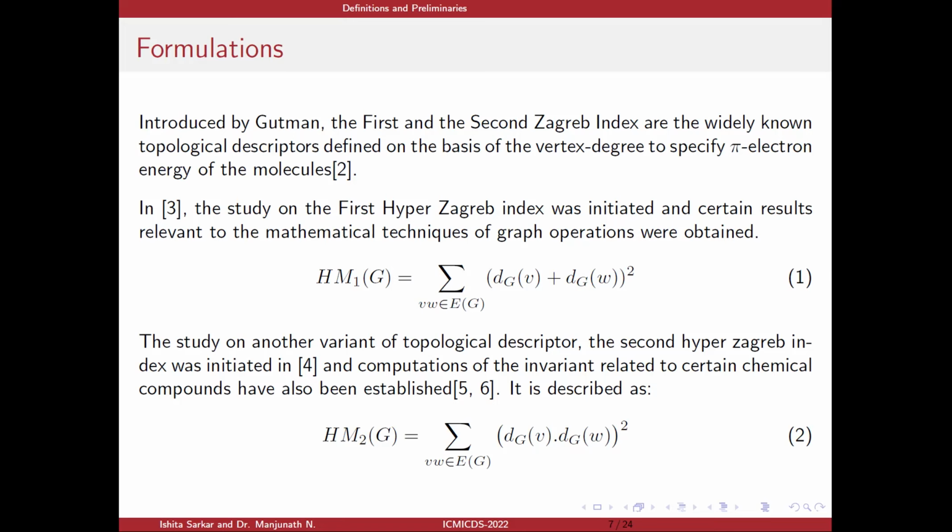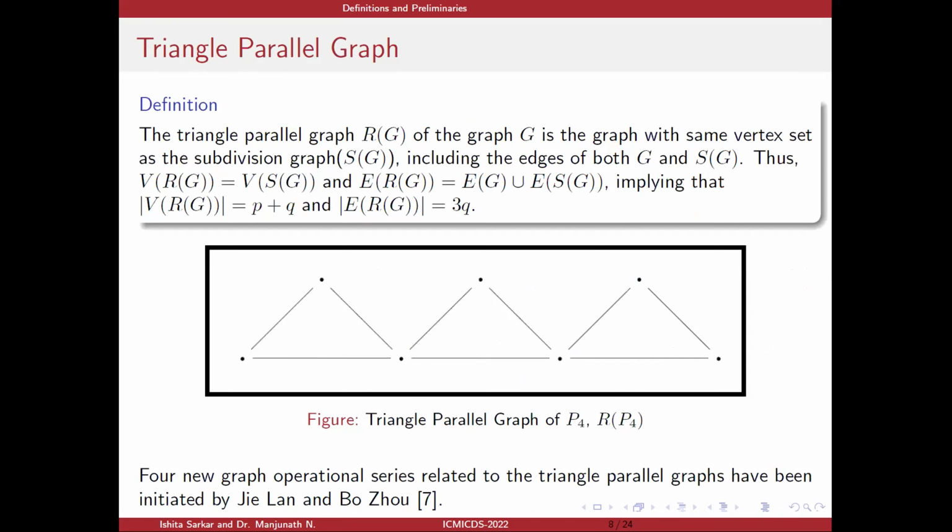Also, another topological descriptor, the second hyper-Zagreb index, which is the main element of our study, was initiated in a paper by M.R. Farahani and others, and computations of the related invariant have also been established. The equation has been given as in equation 2.